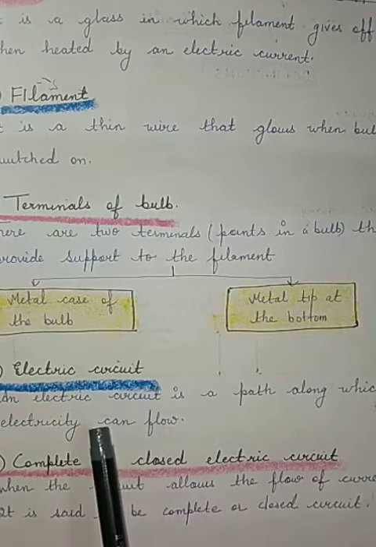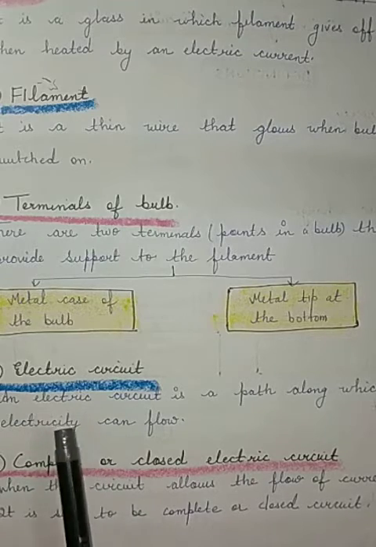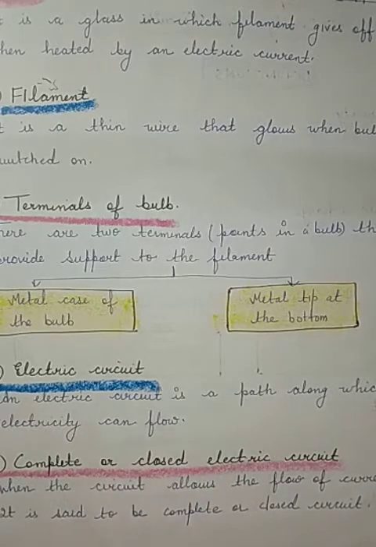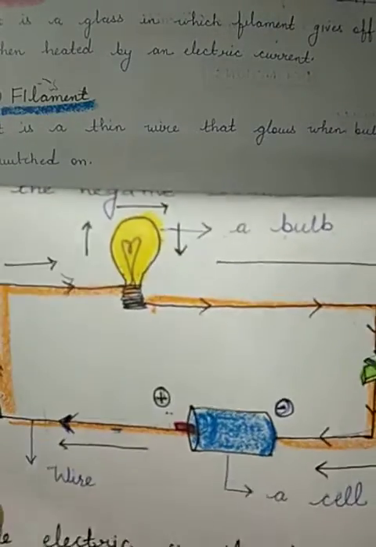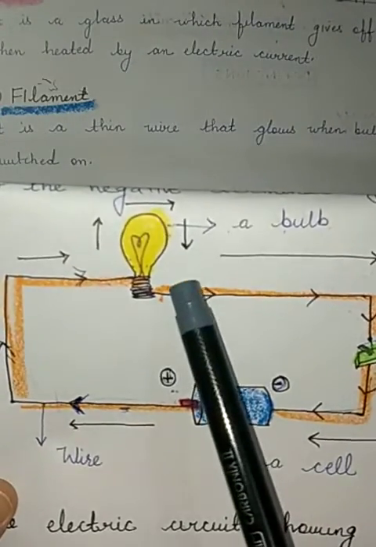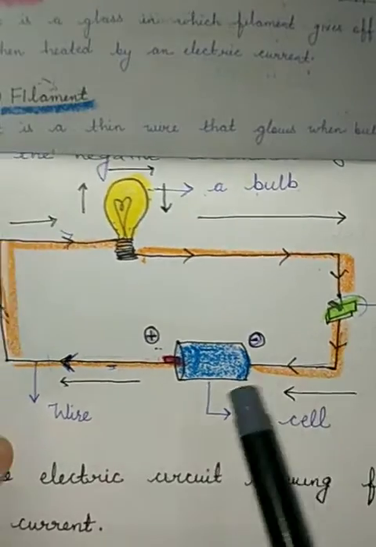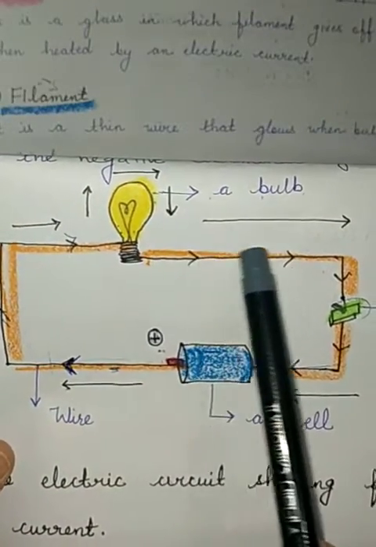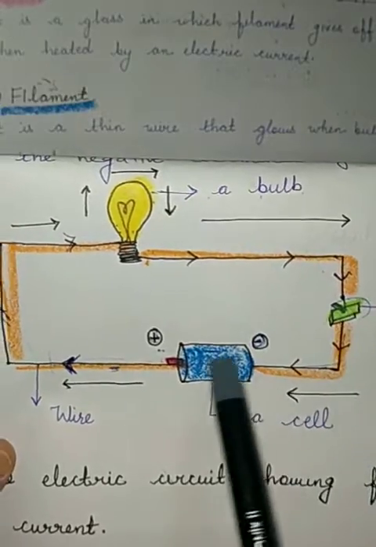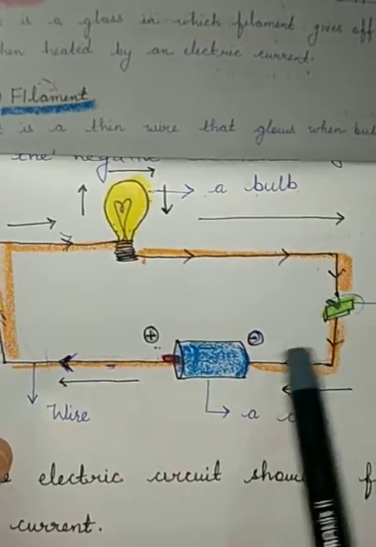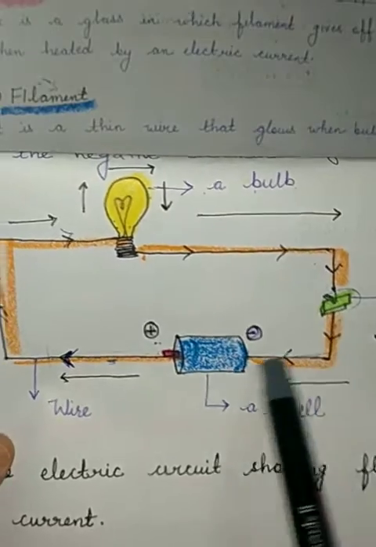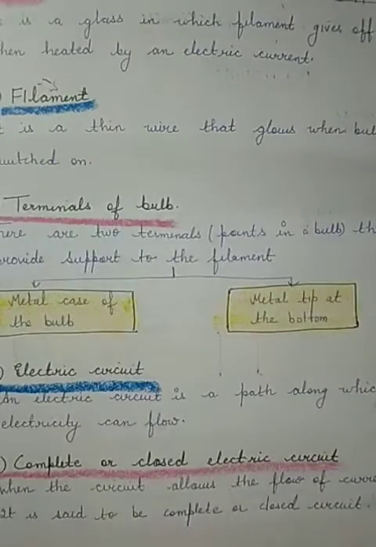Now the eighth one is electric circuit. The circuit definition we have done. An electric circuit is that path along which electricity can flow, that is known as an electric circuit. In this you can see here also, this is an electric circuit. See here, this is the bulb, this one is a switch, this is a cell, and wire. So electricity is flowing from here to here. See, these arrows are showing that electricity is flowing from this side to this side. So this is known as an electric circuit.